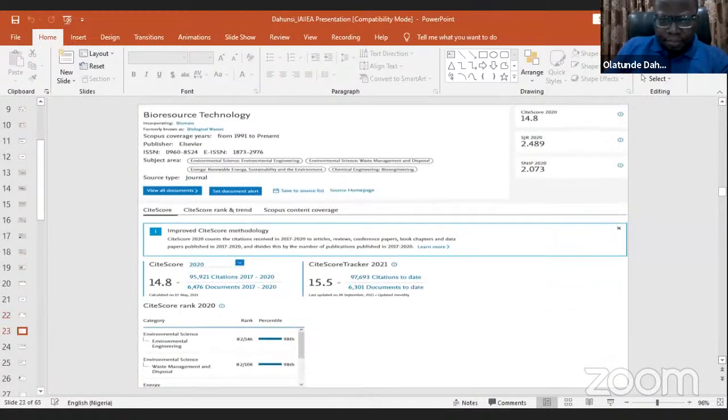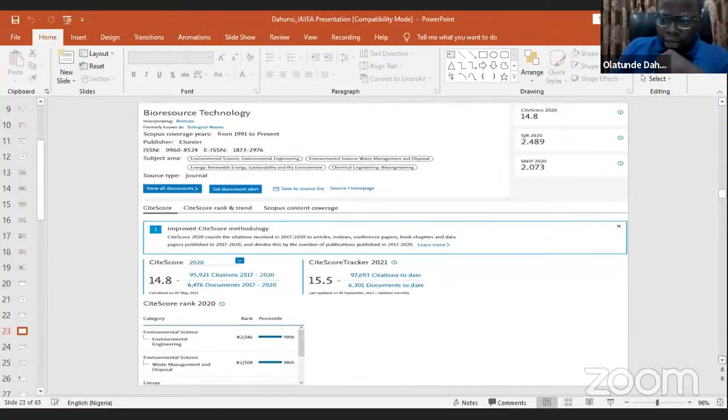Now, let's look at this. This journal has a CiteScore of 14.8 as of today, and it is at the 98th percentile, which means among all the journals that are published in the same subject area, this journal is in the top 3%. That's what this means, top 2% rather. So you know that to enter this journal is not child's play, but I did. And how did I do it?